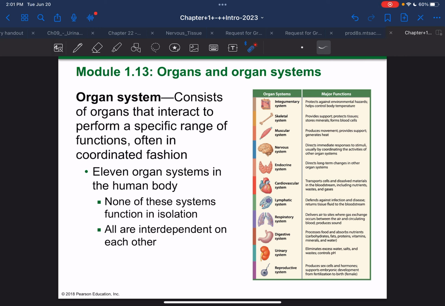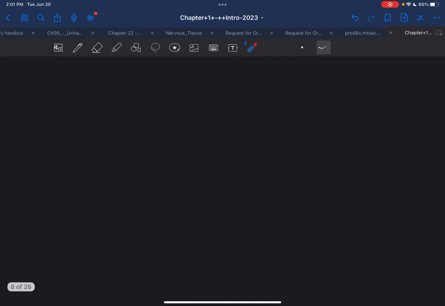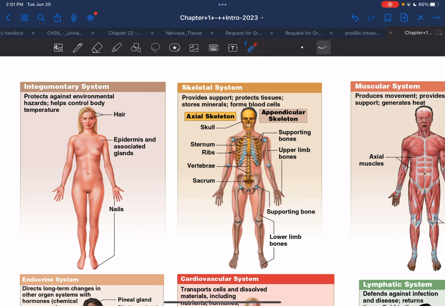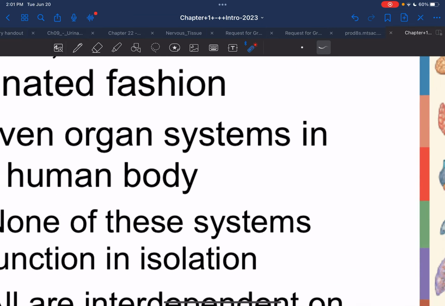And try to keep track that there are 11 organ systems. And just because we're separating them doesn't mean that they have necessarily anything to do with each other. For example, the skin, integumentary system, and the skeletal system don't necessarily have any interplay or any function together. That's an example of what this statement implies.